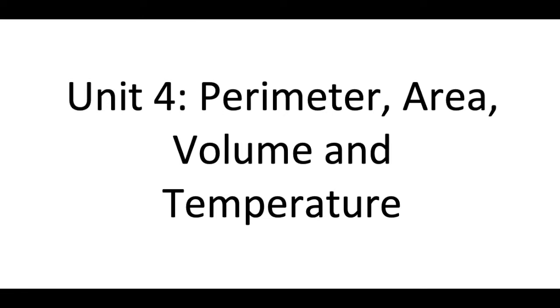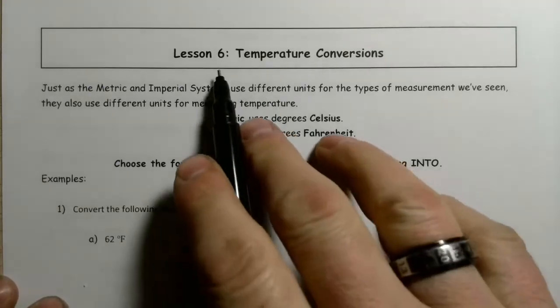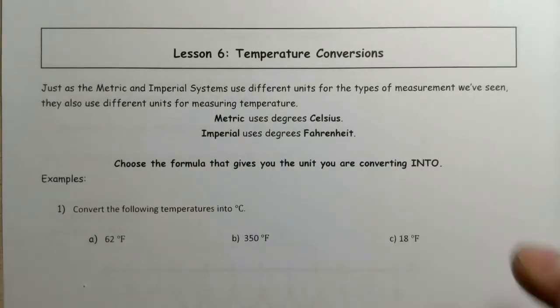In this unit, we're going to be working with perimeter, area, volume, and temperature. In this lesson, we're going to look primarily at converting between Celsius and Fahrenheit. Alright, hi everybody. In this lesson, we're going to look at temperature conversions.